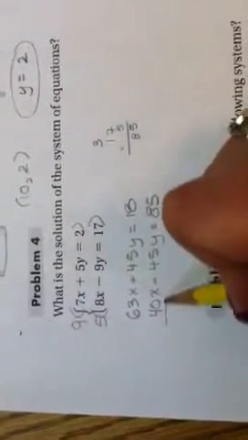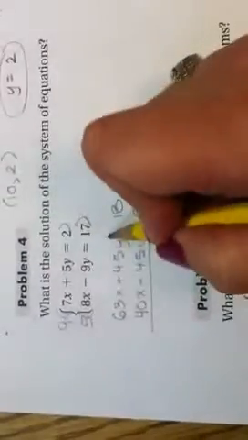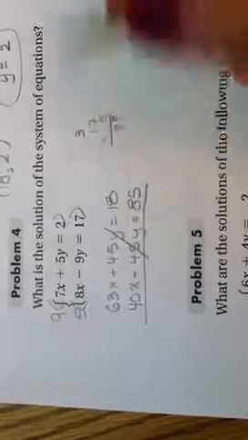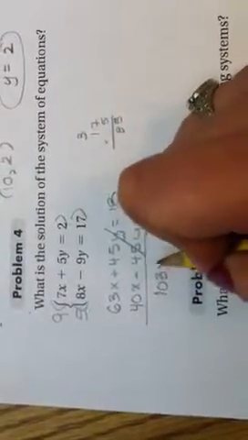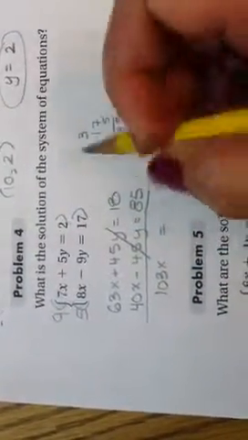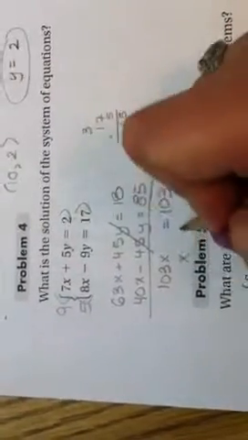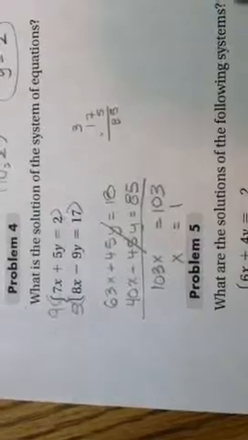Now I can add these together. Those drop out, and I'm left with 103x equals, what do you know? 103. So x equals 1. That was a lot of work for that, right?